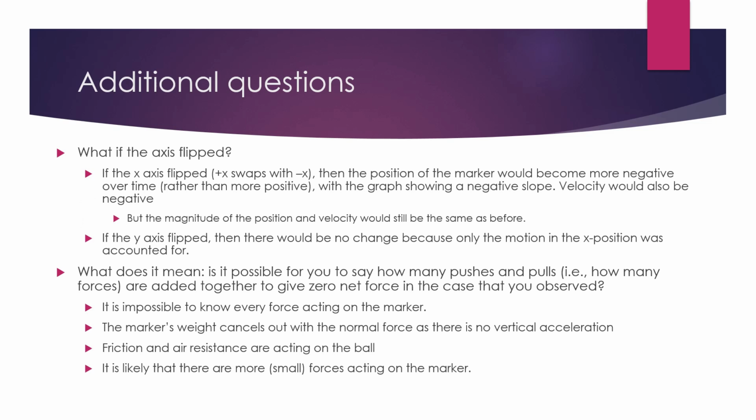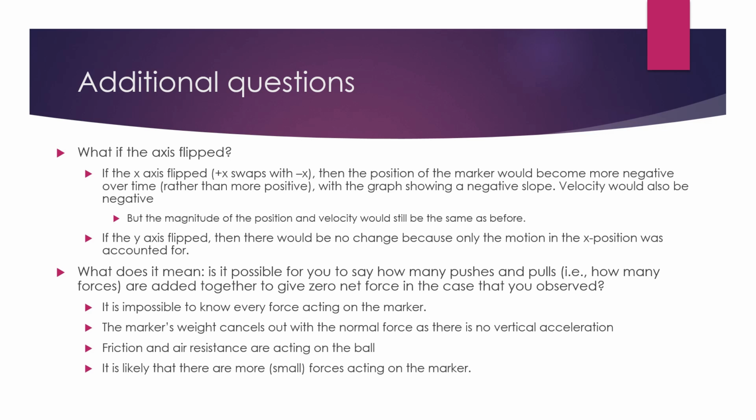In this case, where the x-axis flipped, the position of the marker would become more negative over time because the right would be towards negative x, and the graph would show a negative slope. Velocity in the x direction would also be negative. However, the magnitude of the position and velocity would still be the same as before. If the y-axis flipped, then there would be no change because only the motion in the x position was accounted for. The second question is, what does it mean?